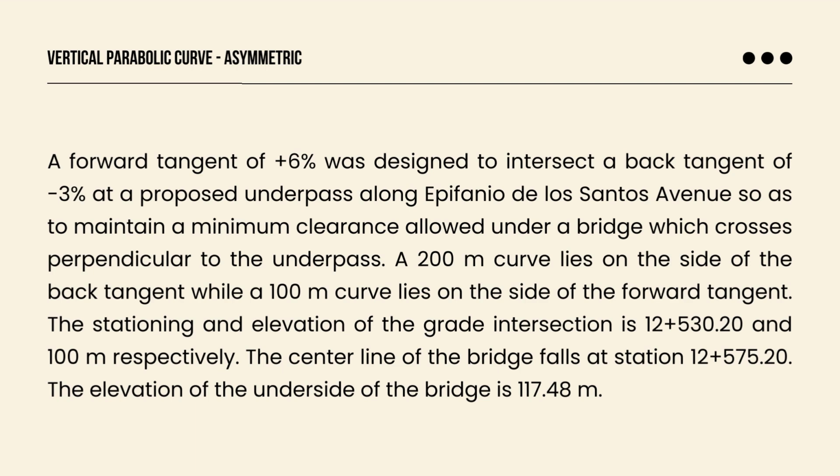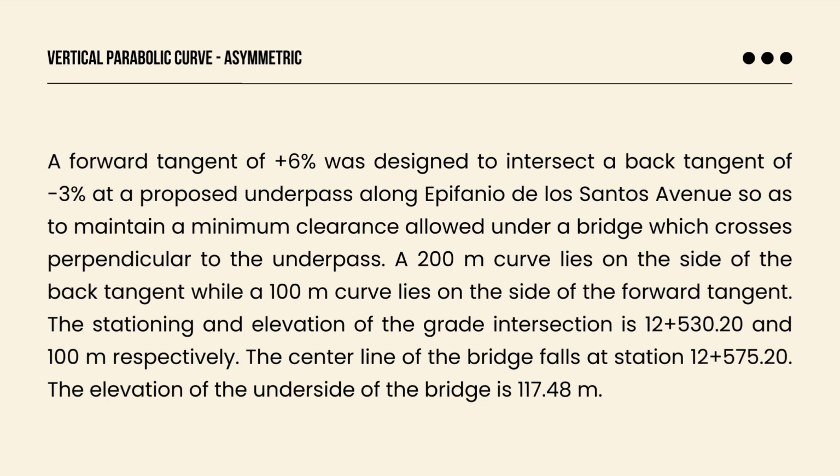Next, let's solve a vertical asymmetric parabolic curve. A forward tangent of positive 6% was designed to intersect a back tangent of negative 3% at the proposed underpass along Epifanio de los Santos Avenue, so as to maintain a minimum clearance allowed under a bridge which crosses perpendicular to the underpass. A 100-meter curve lies on the side of the back tangent, while a 100-meter curve lies on the side of the forward tangent.